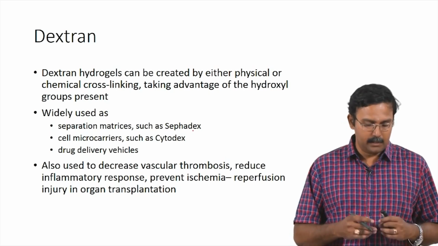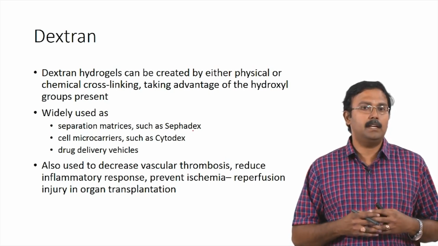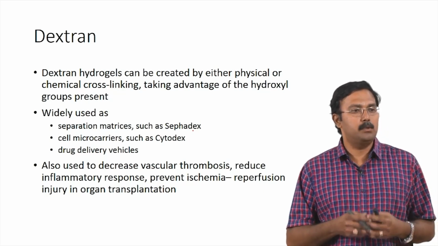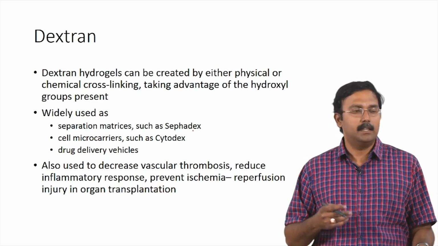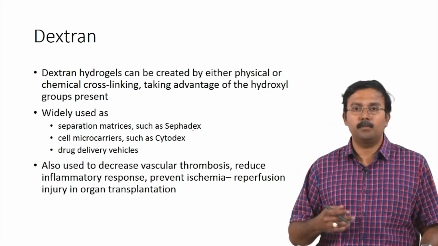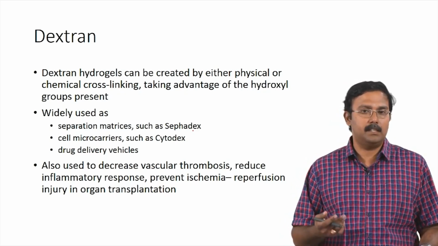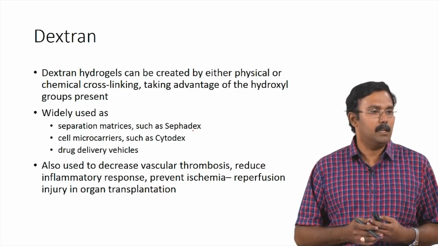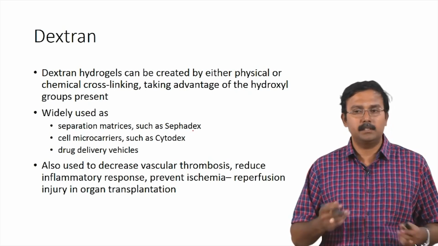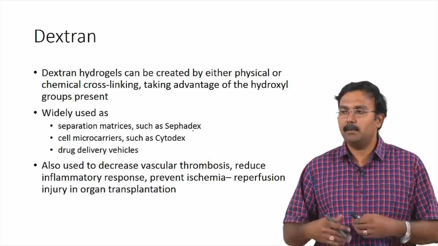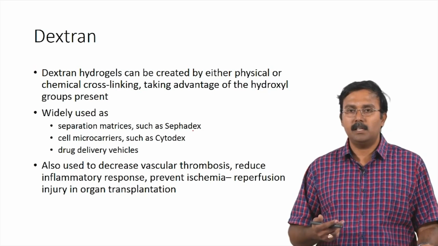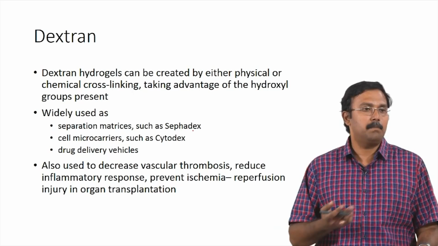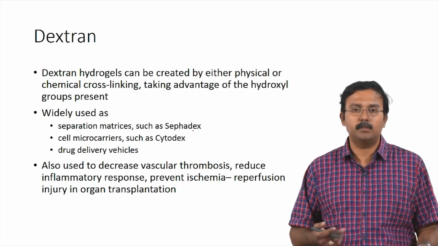So, dextran has actually shown that it has very good hemocompatibility. So, it has been used for reducing vascular thrombosis and reducing inflammatory responses, or to prevent ischemia and reperfusion injury during organ transplant. So, dextran actually has been extensively used in biomedical applications even before tissue engineering. So, because there is so much promise and with biocompatibility, people have tried to explore dextran for tissue engineering applications as well.